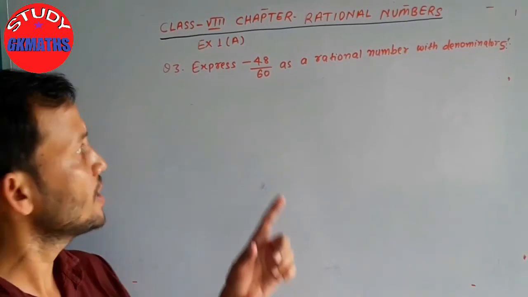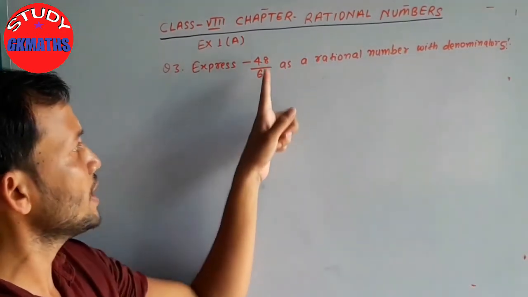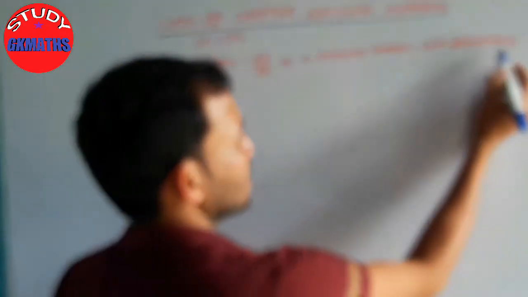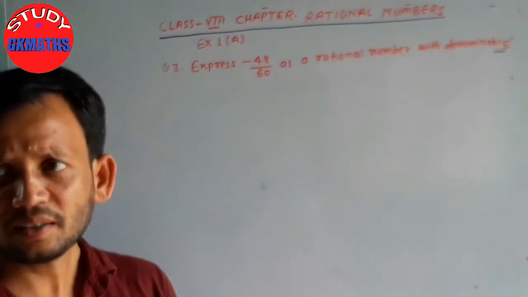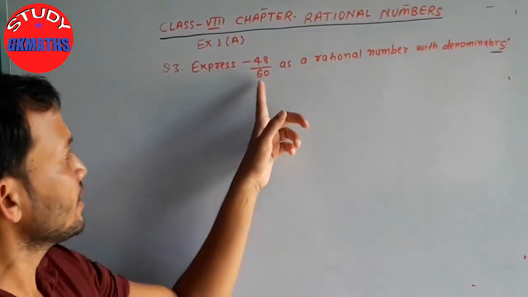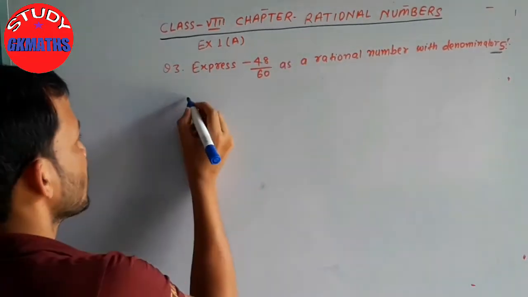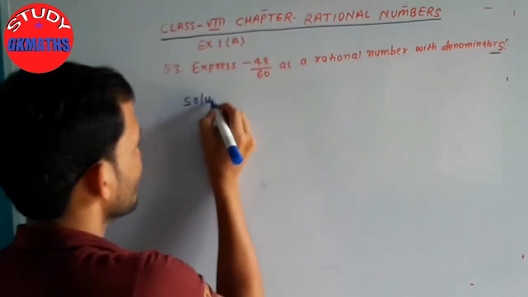Your next question is question number 3. Express minus 48 by 60 as a rational number with denominator 5. The denominator there is 5. You should find what number should be divided in this. Your result is 5. The solution is here.